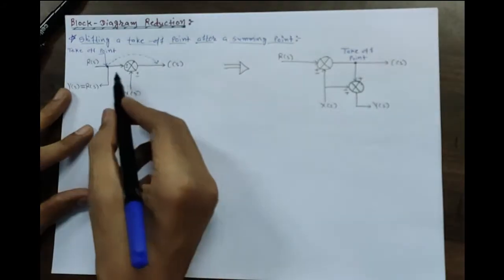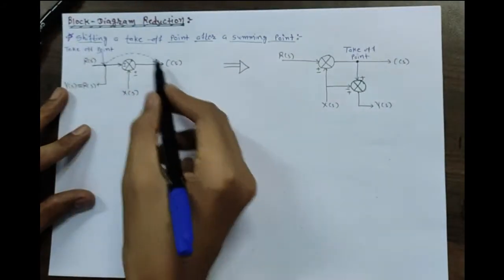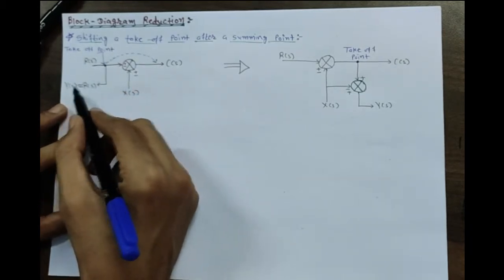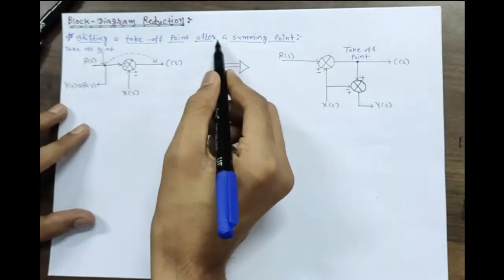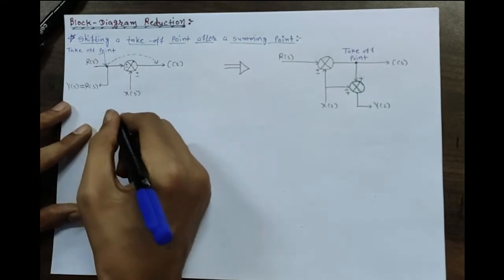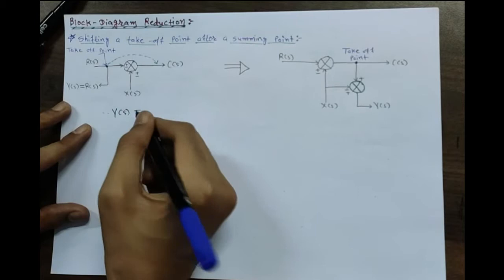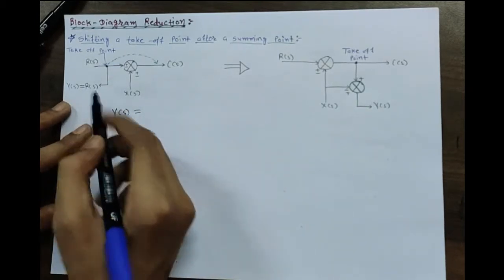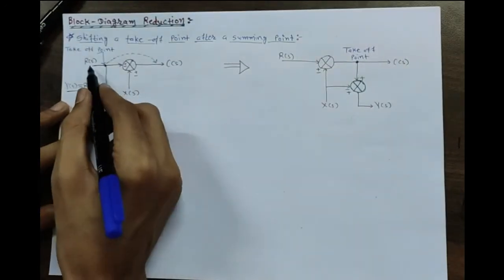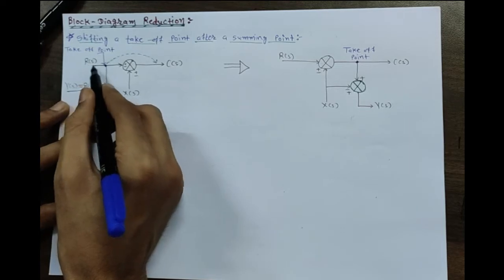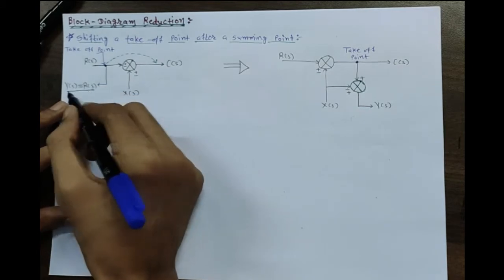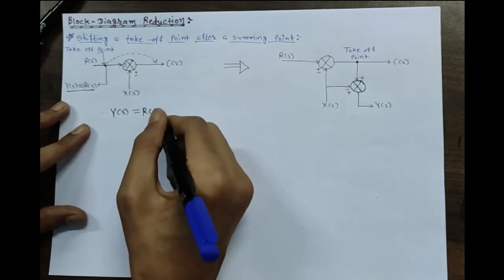Okay, so let's say you have such a situation in your block diagram and you want to transfer your takeoff point, that is y of s, to after your summing point, right here. So you may find the value of y of s. If you want to find this signal y of s, I have already written that y of s is equal to r of s, because here you can see that the r of s signal is the input signal applied to the summing point, and the takeoff point will have the same value. That means y of s is equal to r of s.